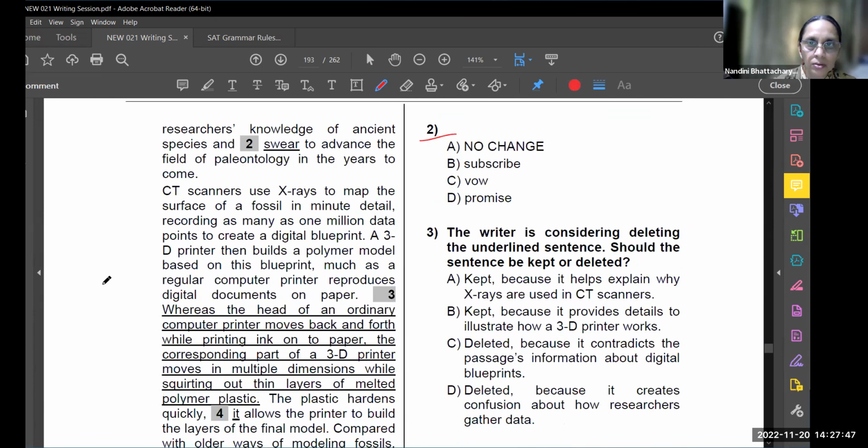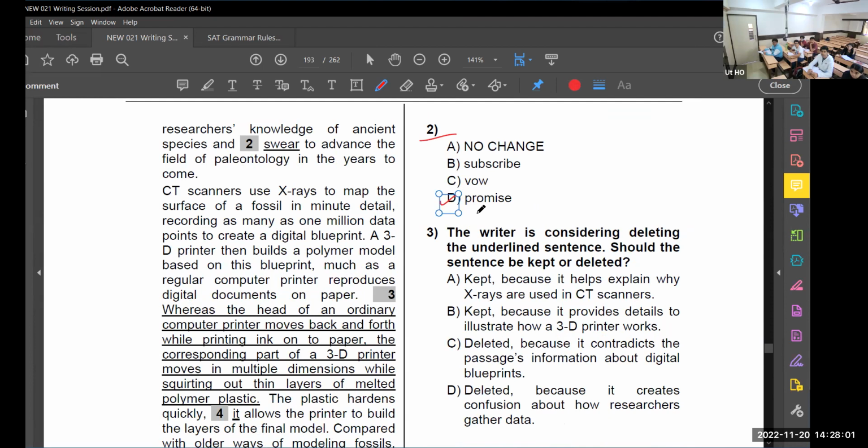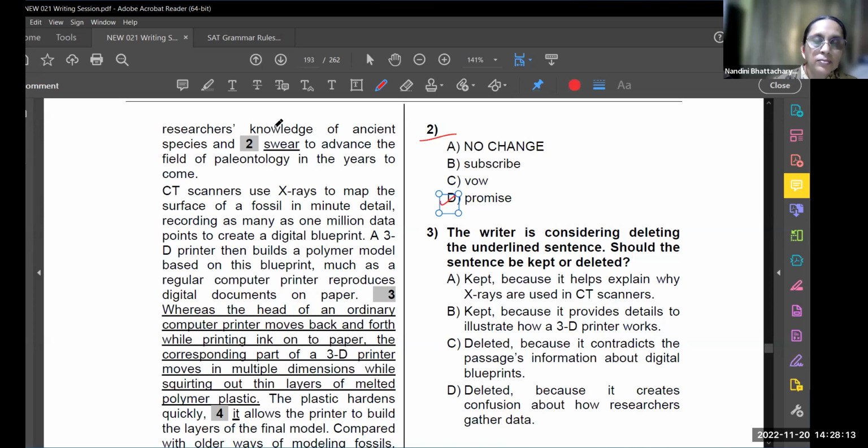Okay, question number 2. Promise. Okay, why did you choose promise? It seems more appropriate. More appropriate, why? What was the logic? Anyone has a logic?